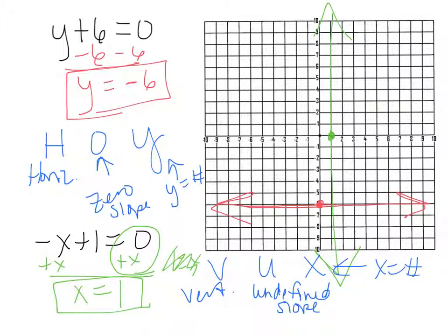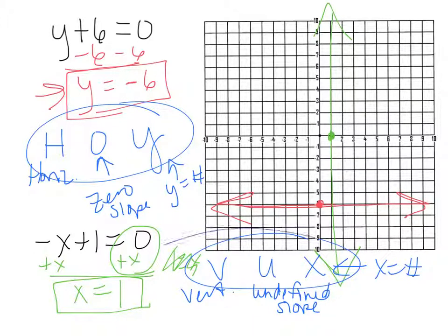Now, typically when you think of y, such as y equals negative 6, you think, oh, that's vertical because that's y. No, it goes through that axis, making it a horizontal line, which is why we have the mnemonic device HOY. So if you remember these two mnemonic devices, HOY and VUX, you'll be fine.